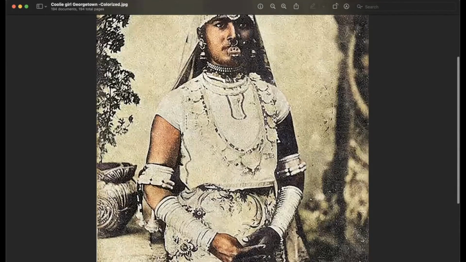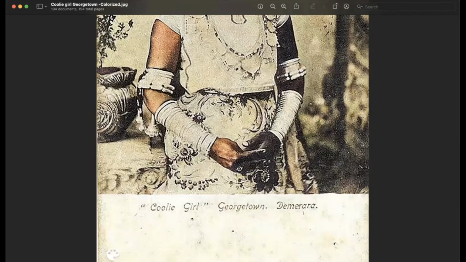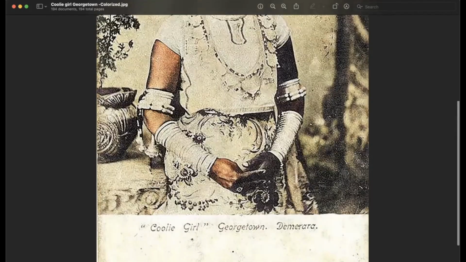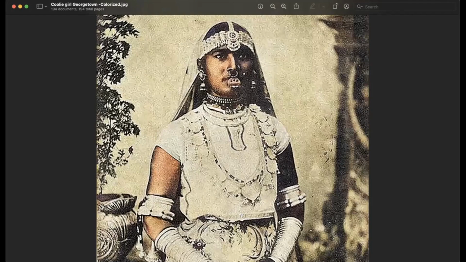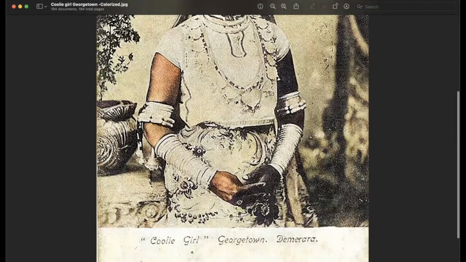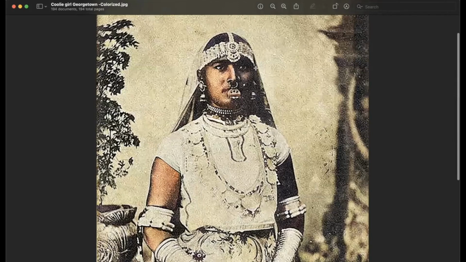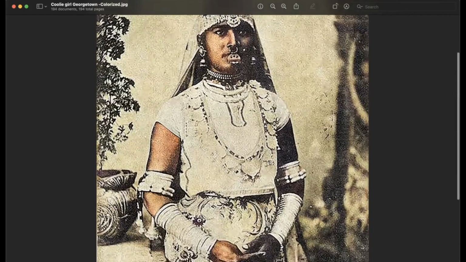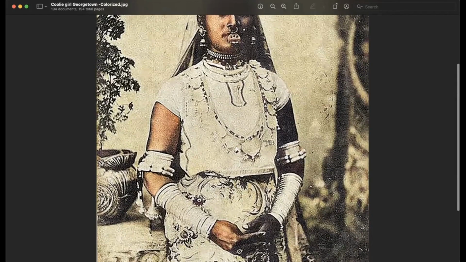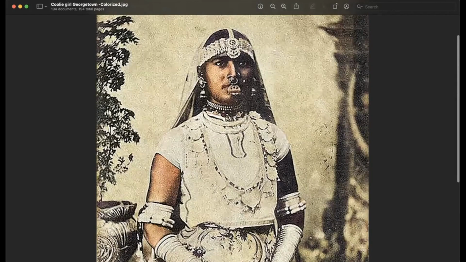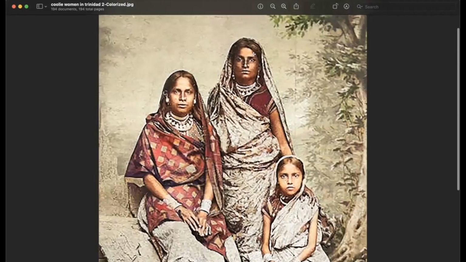This is another Hindu girl, a coolie girl in Georgetown. Demerara, Georgetown, is that Guyana? Georgetown? Yep, Georgetown, South America. Another coolie, a Hindu. All right, as you guys can see, with her traditional clothing on and her jewelry and everything. They love to wear jewelry, on their nose and everything. They're always rocking it. Some more coolie women in Trinidad.